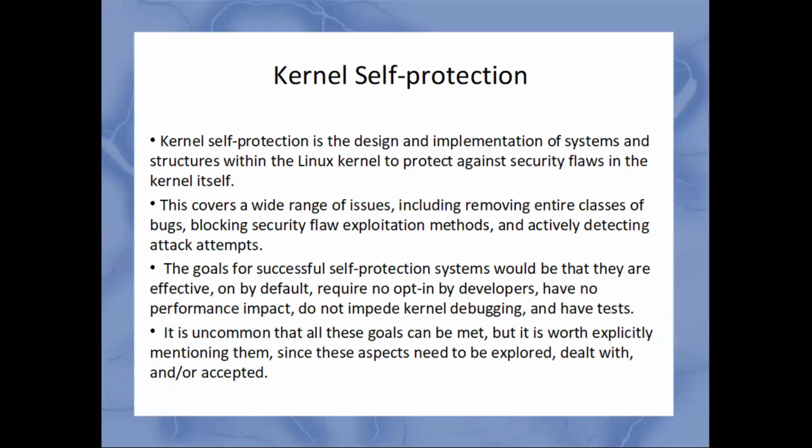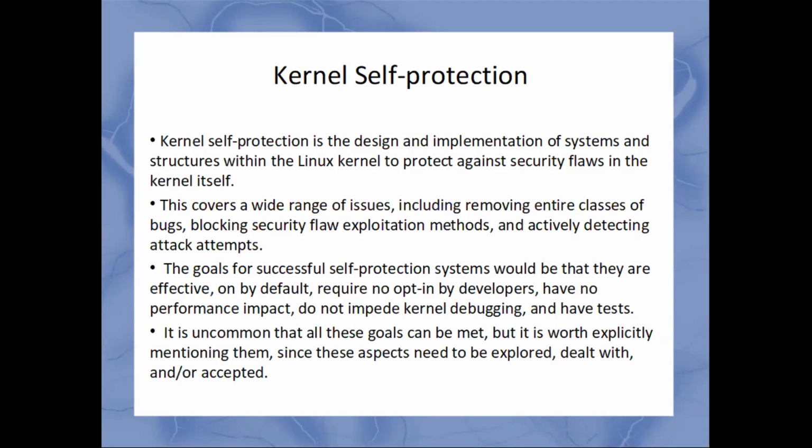Okay, let's look at what kernel self-protection is. What is this mechanism and how does it help us in exploring the security options? Kernel self-protection is the design and implementation of systems and structures within the kernel to protect against security flaws in the Linux kernel itself. This covers a wide range of issues, including removing entire classes of bugs, blocking security flaw exploitation methods, and actively detecting attack attempts.